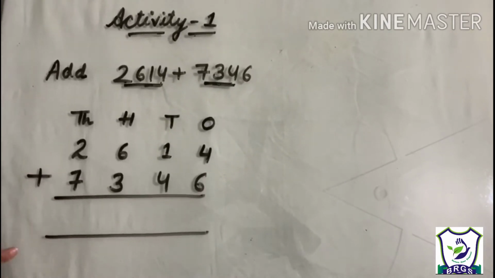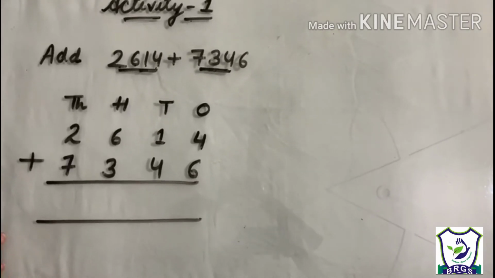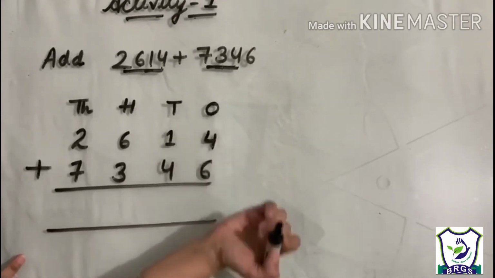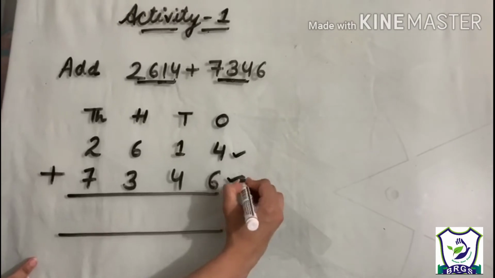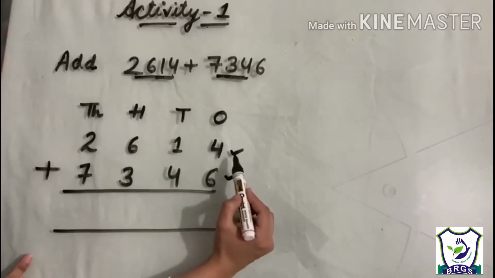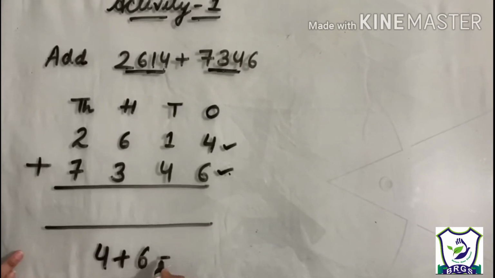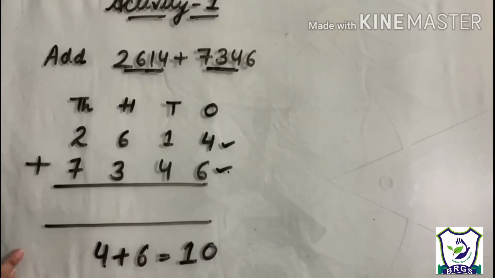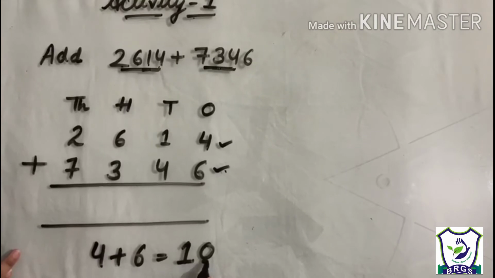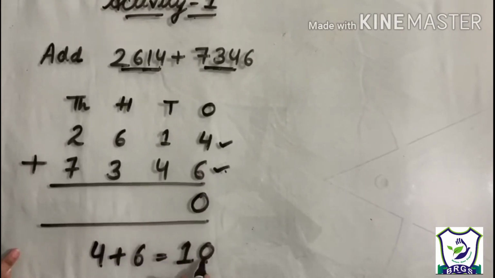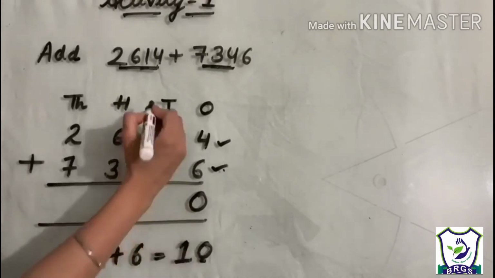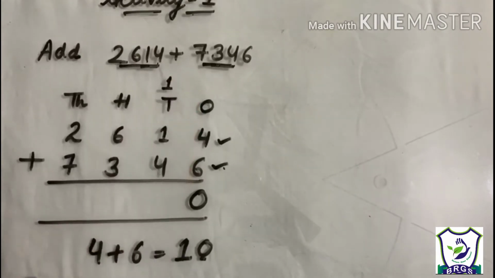Now what is our step 1? Our step 1 is to add the ones. Ones are 4 and 6. On adding this, what do we get? Adding 4 plus 6, we get 10. So we will write 0 in the ones column and 1 will be carried over to the tens column.